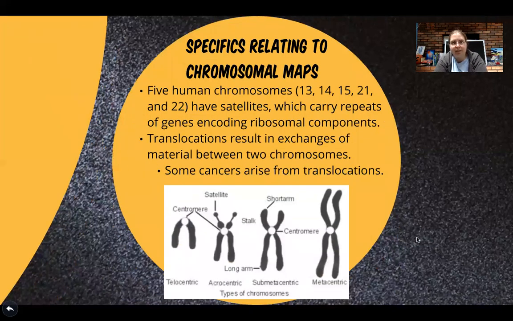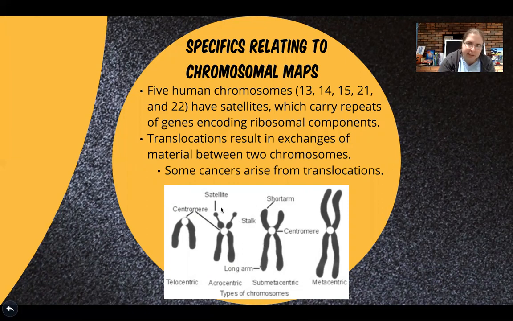All right, so specifics relating to chromosomal maps, something that we should also talk about. There are 5 human chromosomes that have what we call satellites. If you look at the picture on the bottom, the white circles represent the centromeres. Sometimes the centromere is all the way at the top, sometimes very close to the top, sometimes in the middle. We call the top arms the short arms, and the bottom ones the long arms.